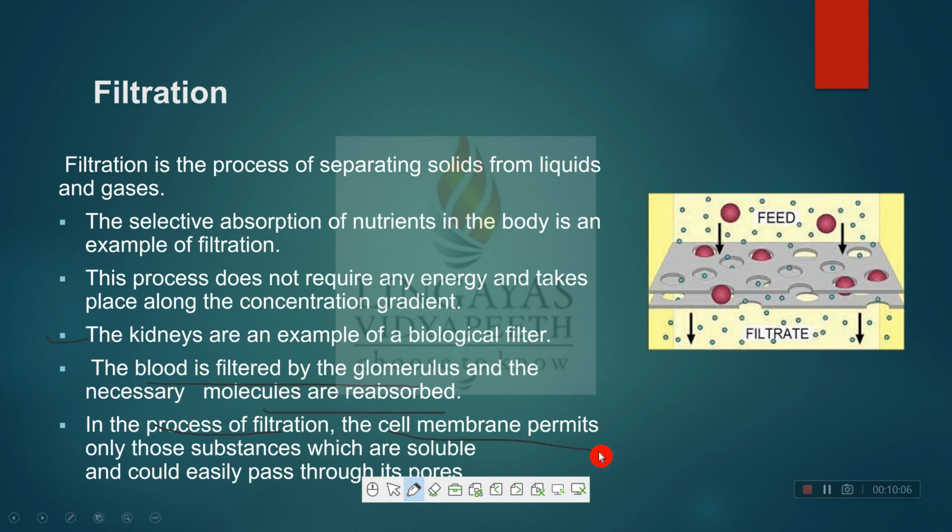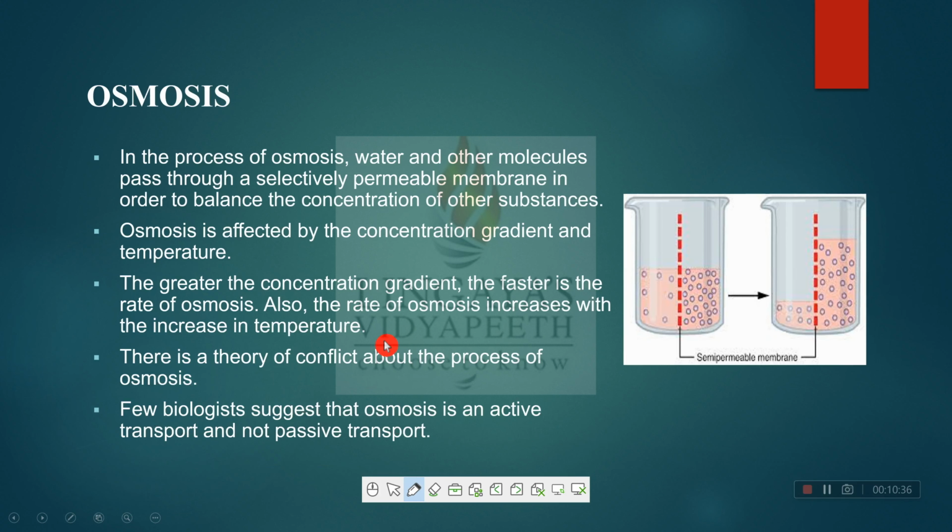In the process of filtration, the cell membrane permits only those substances which are soluble and can easily pass through its pores. Here you can see in this picture that only substances of smaller size can be transported, whereas substances of larger size cannot move because of the pore size. So filtration is the process of separating solids from liquids and gases.